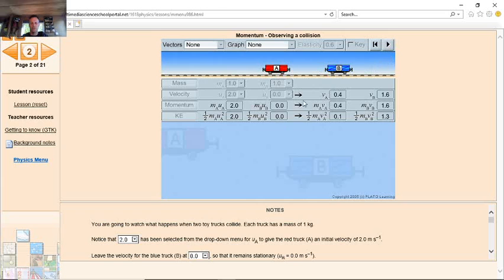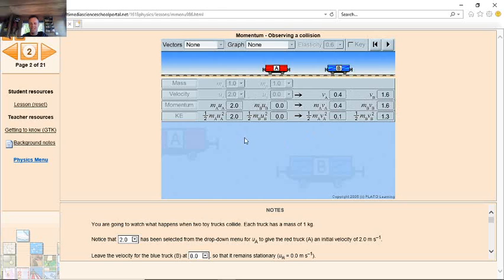Now, if I look at the momentum before, initial momentum is 2 for A and 0 for B, exactly the same. But now A moves off at speed 0.4 and B moves off at speed 1.6. If I work out the momentum afterwards, with 0.4 and 1.6, again you can see momentum has been conserved. Initial momentum is 2, and the final momentum is also 2.